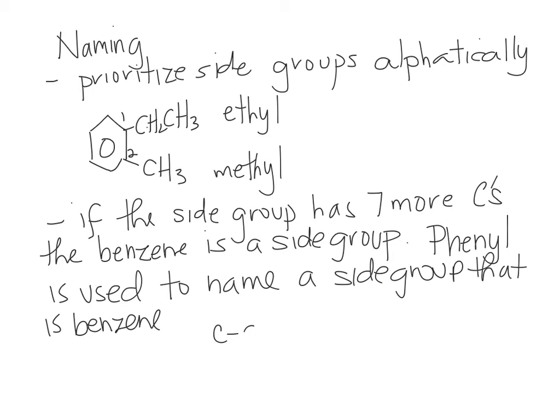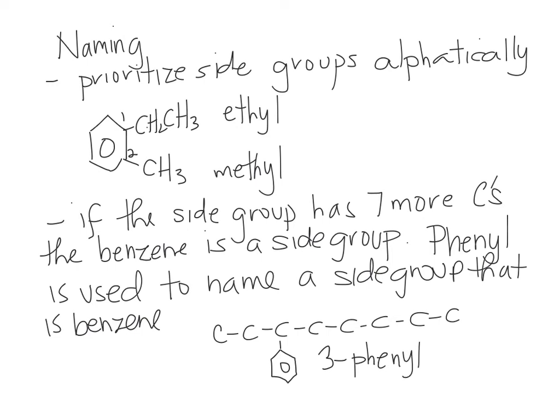So 5, 6, 7, 8. If we have a benzene on an 8 carbon chain, we now have 3 phenyl, because it's attached at carbon number 3, 3 phenyl octane.